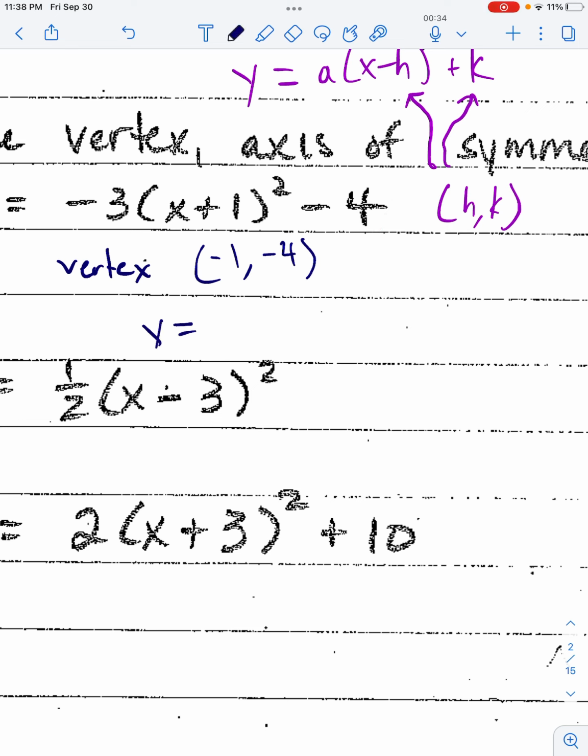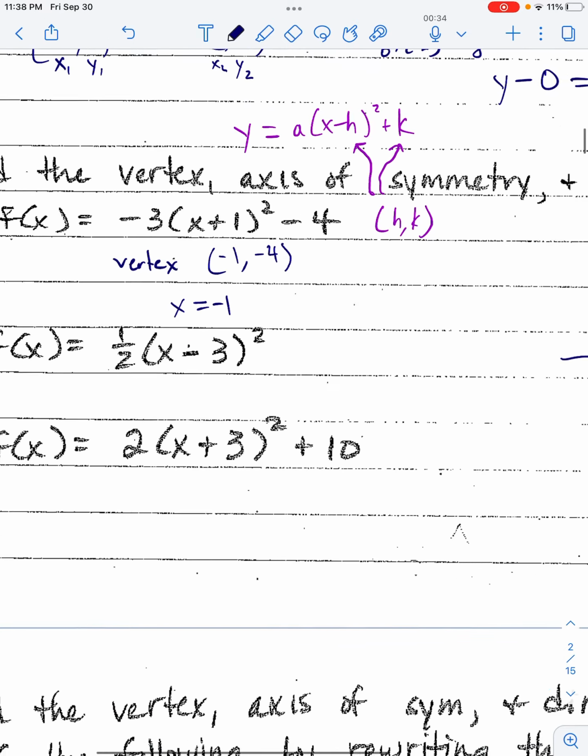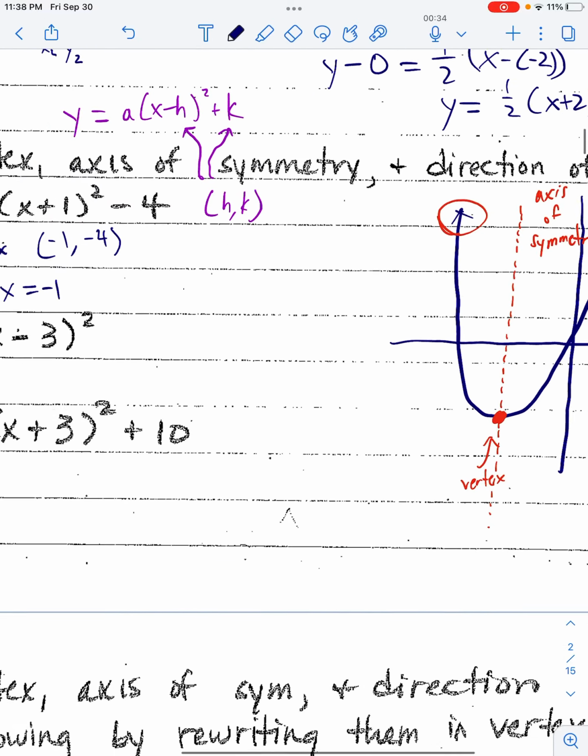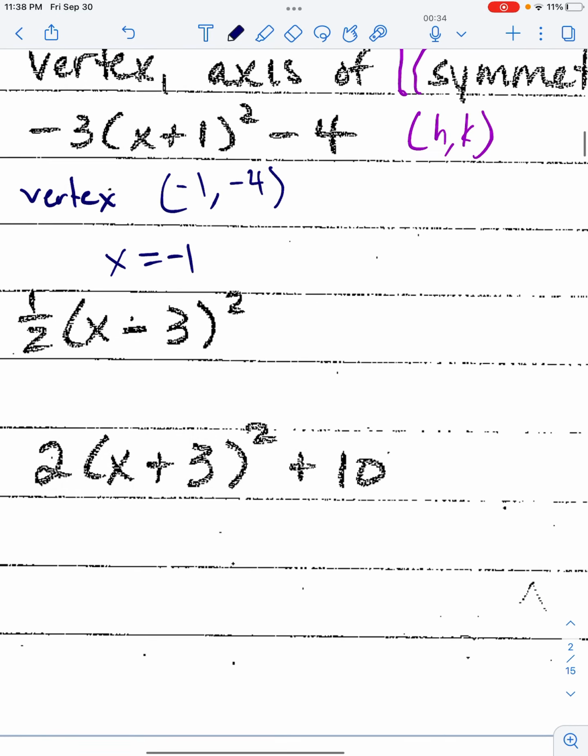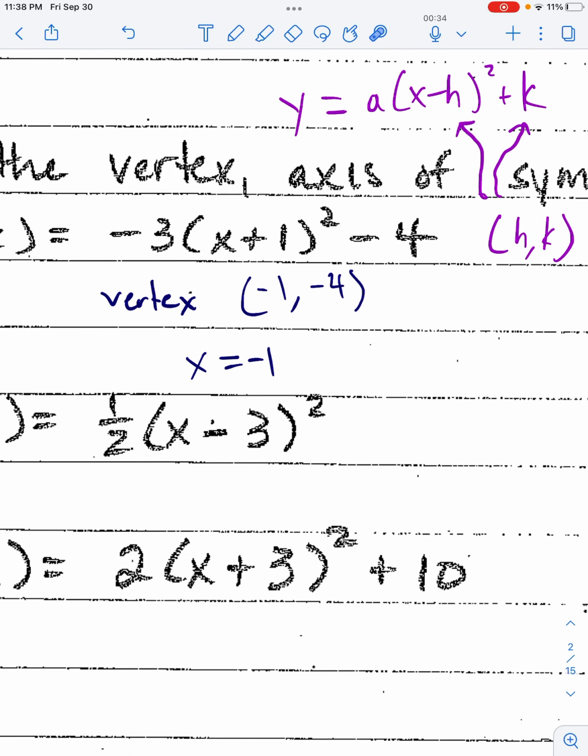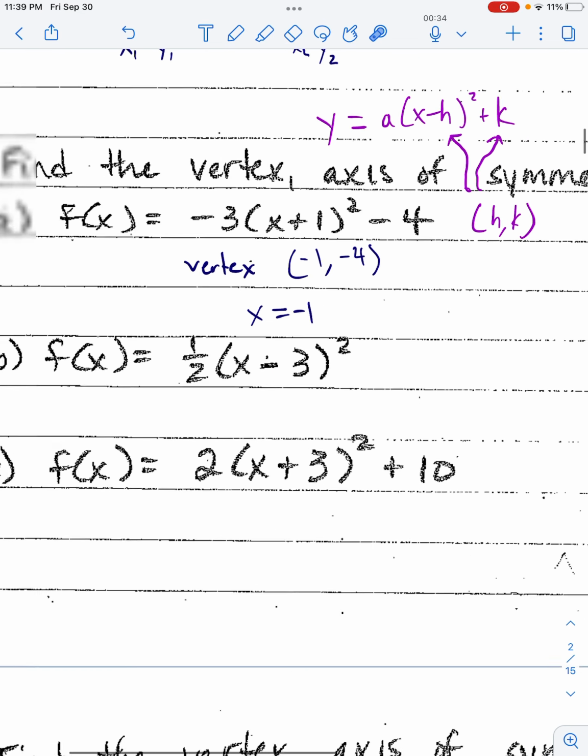Let me write this x a little better. There we go. All right. And then what do they want? The direction. How do I find the direction? I look at my a here, or the number that's just right in front of my parentheses. Okay. If it's negative, my parabola opens down. If a is positive, my parabola opens up.